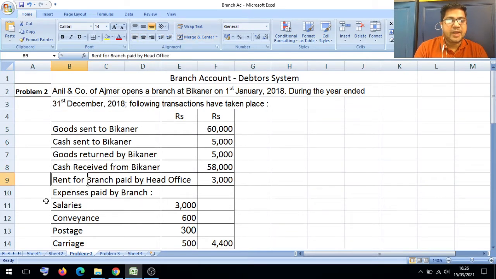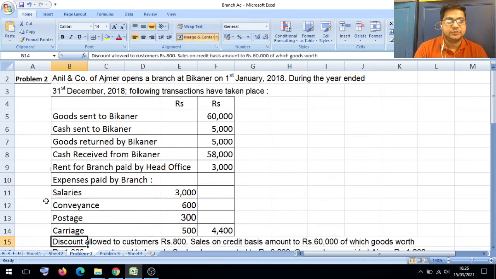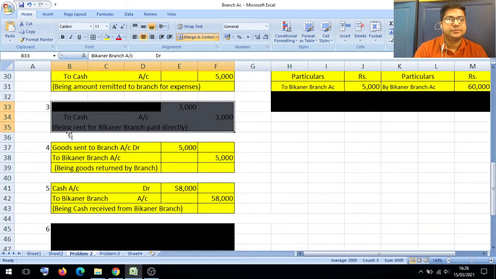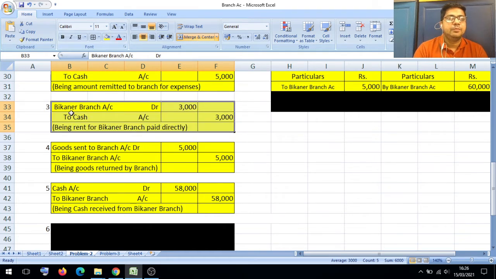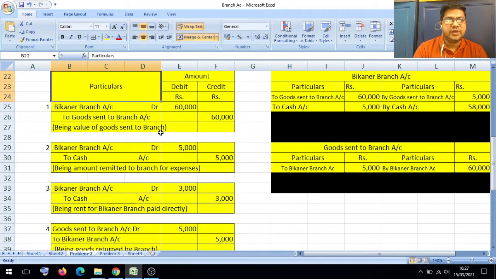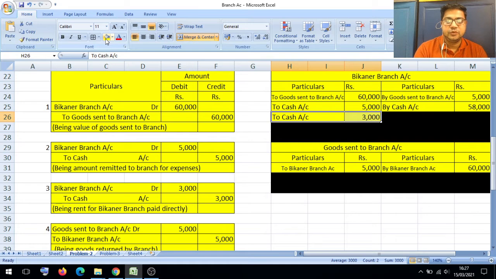the rent for branch paid by head office, 3,000. The rent paid entry we have to write: Bikaner branch account debit 3,000 to cash account. Being rent for Bikaner branch paid directly. This entry also we will post to Bikaner branch account, where we have to write debit side to cash account, 3,000.